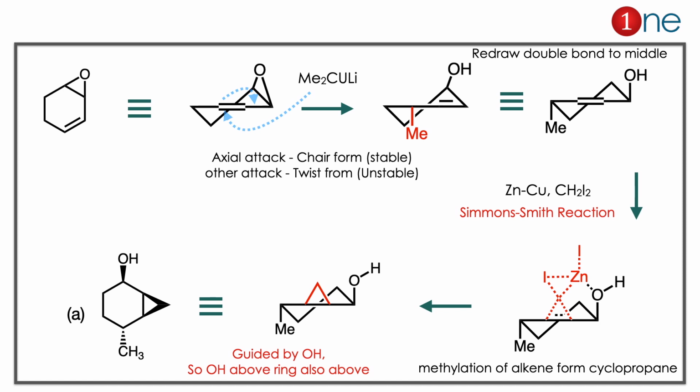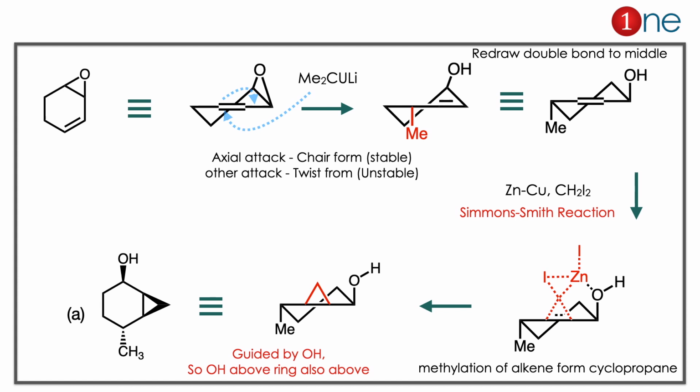So methyl and OH are trans to each other. Then you have zinc copper couple and methylene diiodide. So you get the cyclopropanation there. This reaction is a methylenation reaction. This is called the Simmons-Smith reaction. What really happens is the double bond gets methylenated and it is coordinated by the zinc there. So it's a guided methylenation.